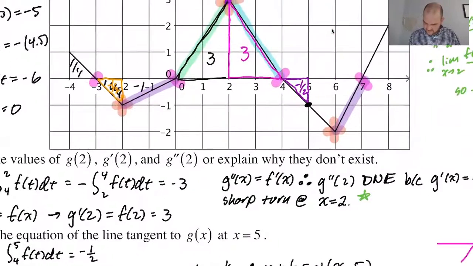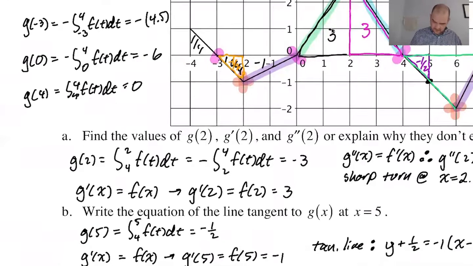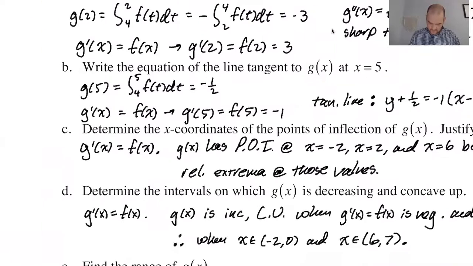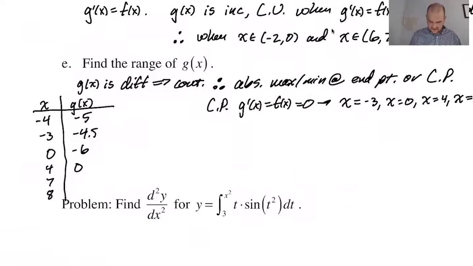All right, so for 7, I'm looking at this whole region. I'm going to use this color. Looking at this whole region here, it's a triangle. It's a triangle that has a base of 3 and a height of -2. So it's going to be 1/2 times 3 times -2, so -3. So g of 7 is the integral from 4 to 7 of f of t dt, and we found that was -3. So far, so okay, I guess.